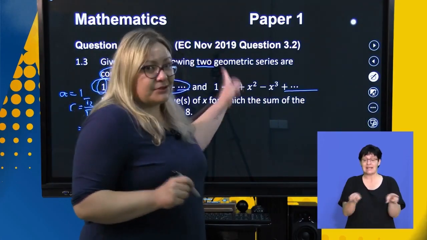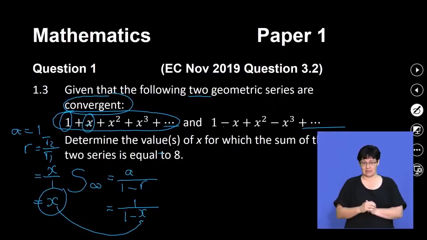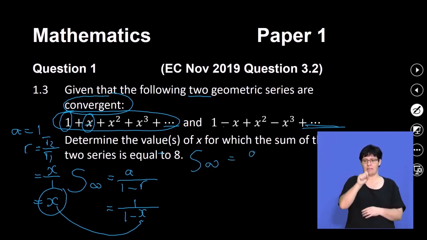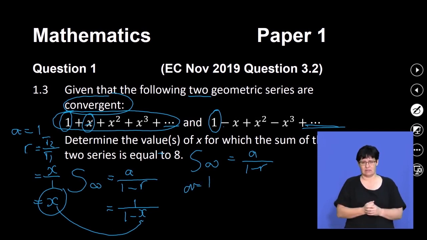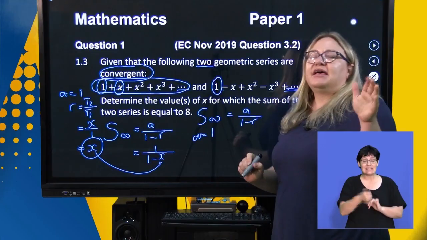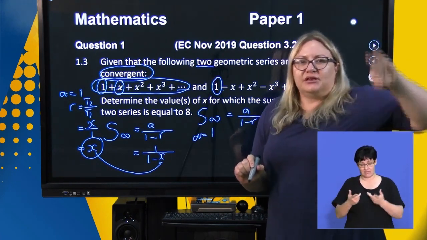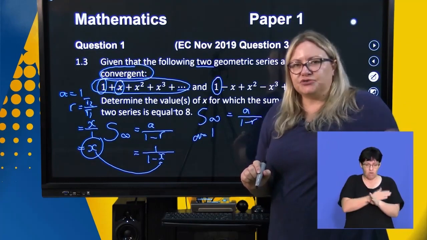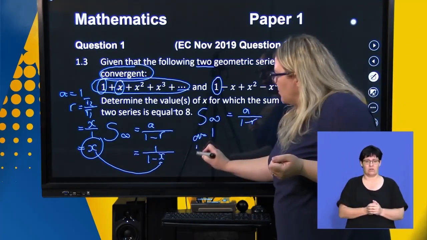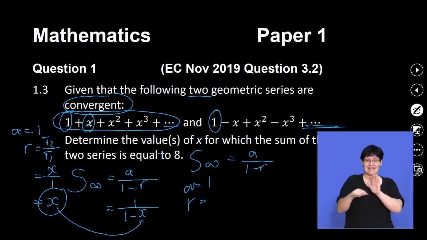We're now going to do the same thing with the second geometric series. So again, sum to infinity of this series. We're going to use the same formula, which is a over 1 minus r. Okay, so for this series, a is equal to 1 again. Now we have to be a little bit careful. This is a series that goes positive, then negative, then positive, then negative. So it's going up and down before converging to a certain value. So our ratio is actually going to be negative here.